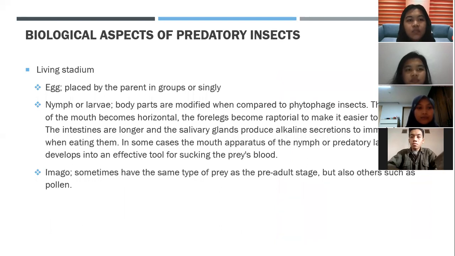The next one is biological aspect of predatory insects. Living stadium, egg: placed by the parent in groups or singly. Nymph or larva body parts are modified when compared to phytophagous insects.